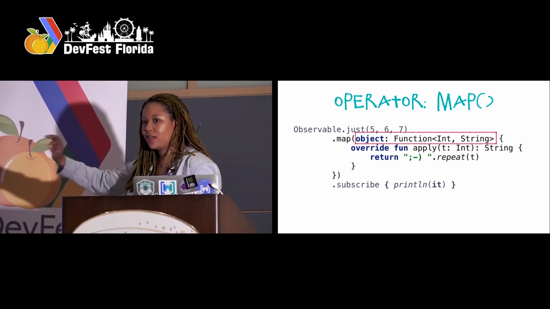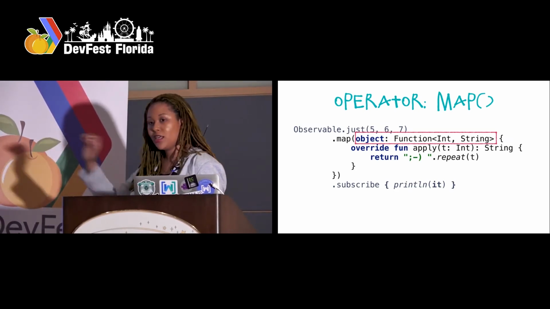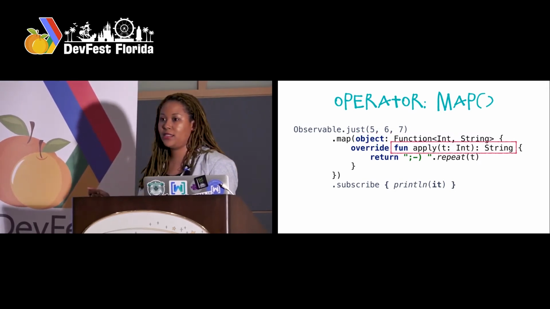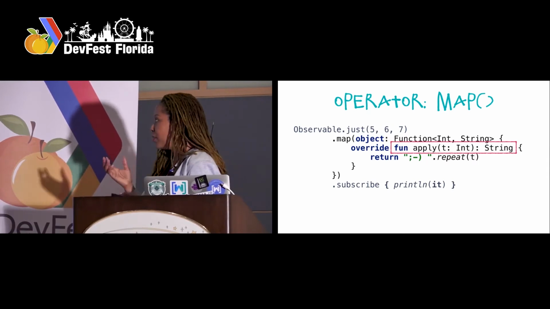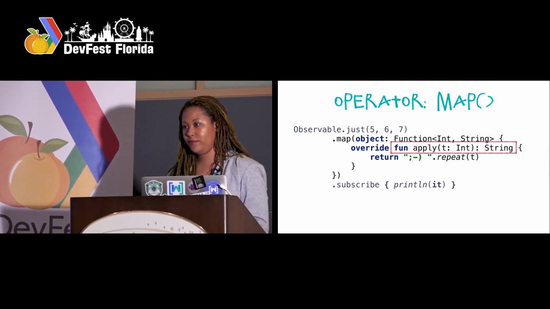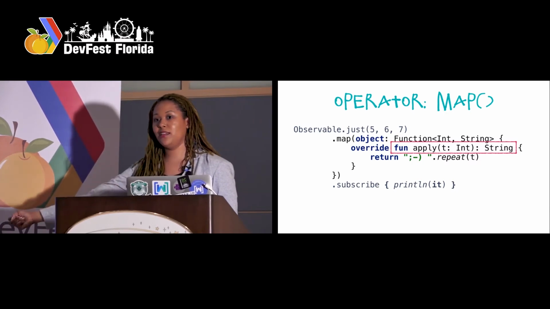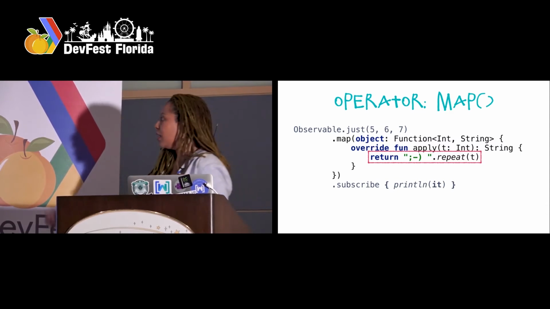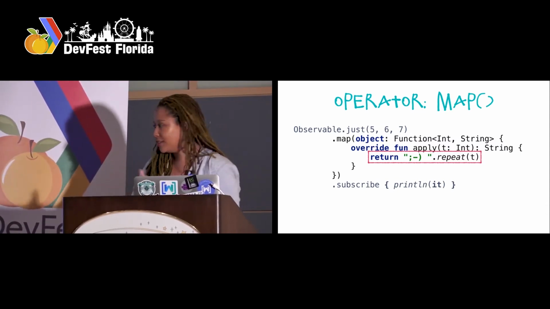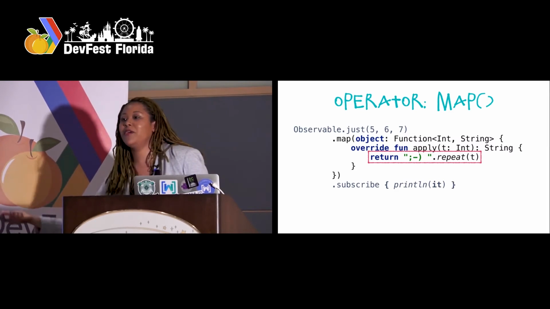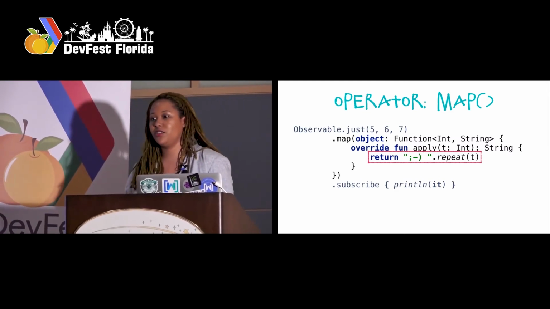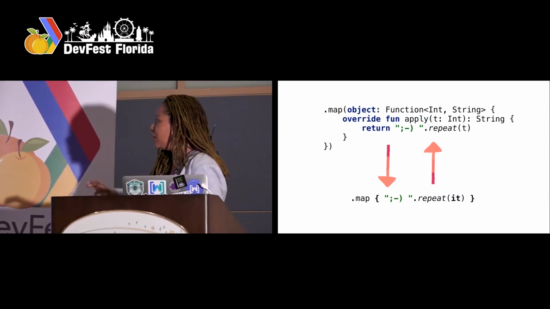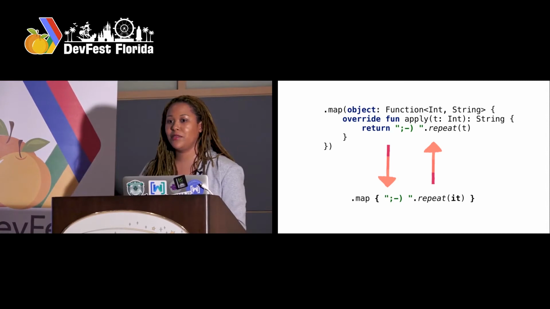So it starts out by creating an anonymous class of type function that knows how to work with integers and strings. It only has one method that it needs to implement, that's apply. The apply method says, if you give me an integer, I'm gonna do something to it so that in the end, you end up with a string. What is the something that I'm gonna do to it? I'm going to take this winky string, and then I'm gonna repeat it the same number of times that correspond to the integer that you gave me. And that's it.